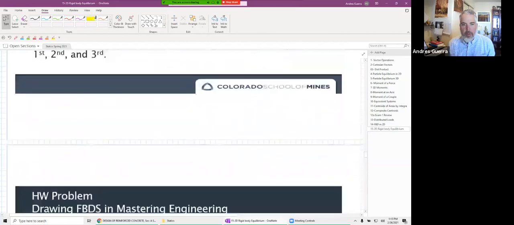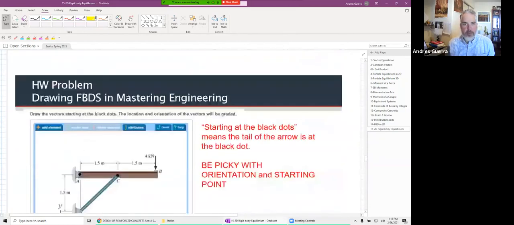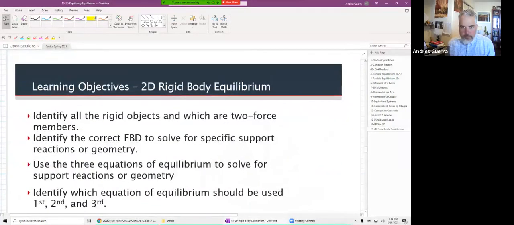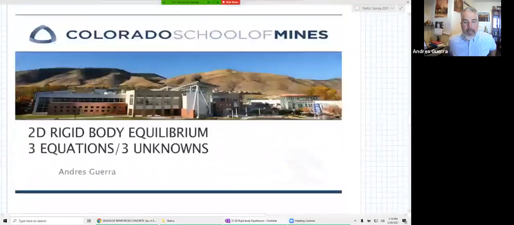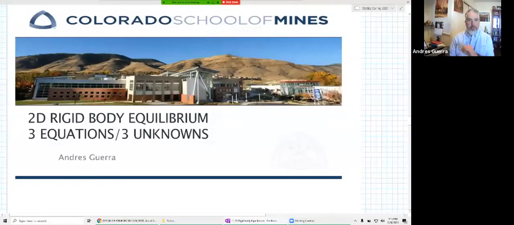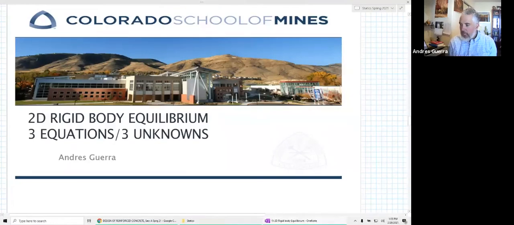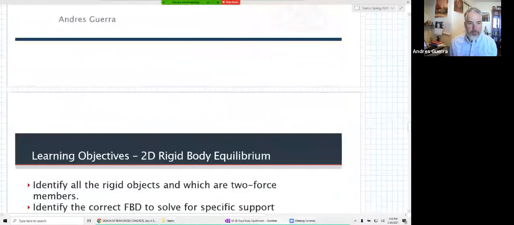So back now. Oh, I was right there where I needed to be. Okay. So for today, we're going to continue with 2D rigid body equilibrium, but focus on solving. So using our 3 equations to solve for 3 unknowns.